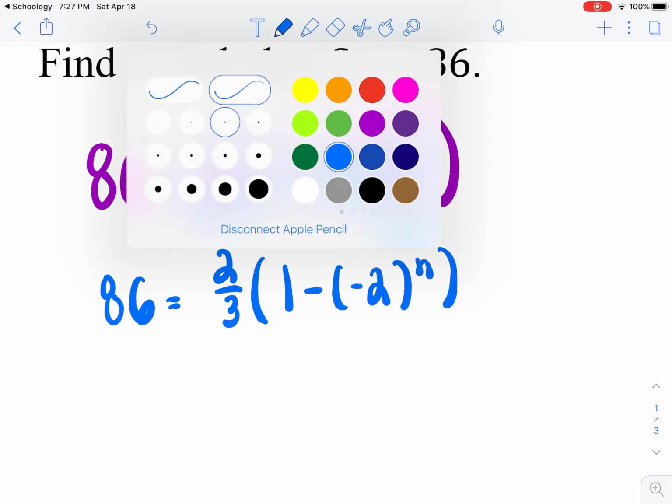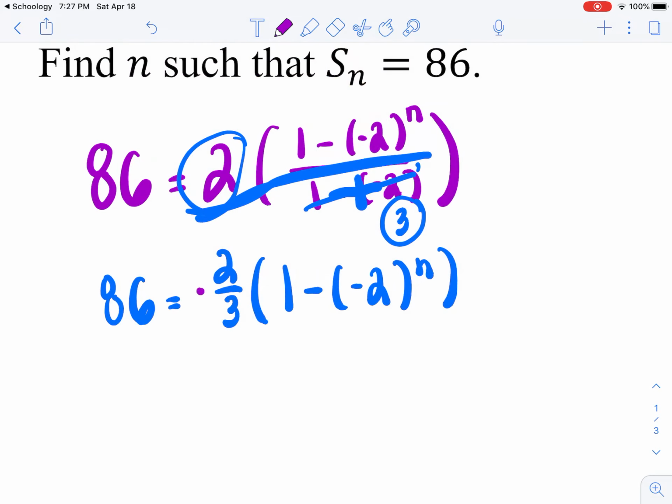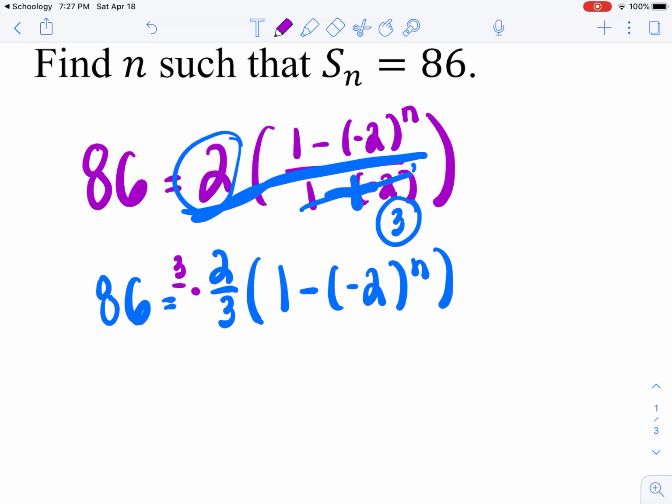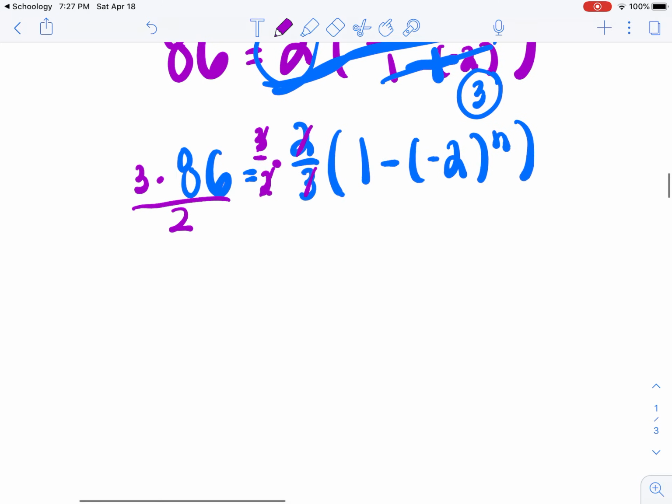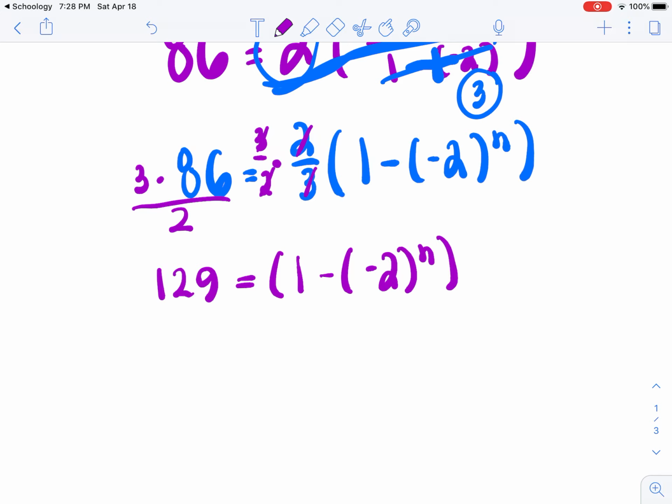All right, now I need to get rid of that 2/3. So I'm going to get rid of that 2/3 by multiplying by the reciprocal. I'm going to multiply by 3, which will cancel out those 3's. And I'm going to divide it by 2, which is going to cancel out those 2's. So I'm going to multiply this by 3 and then divide it by 2. All right, so I'm going to do 3 times 86 divided by 2 in my calculator, and I get 129 is equal to 1 minus negative 2 to the nth power.